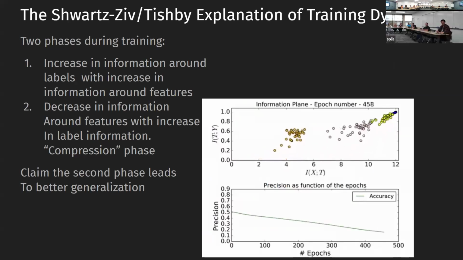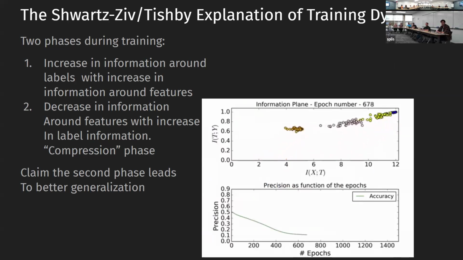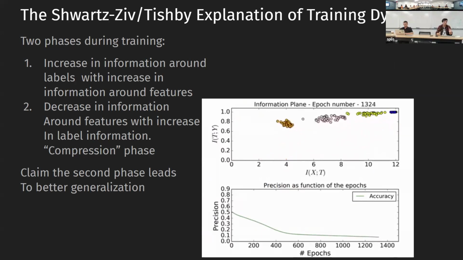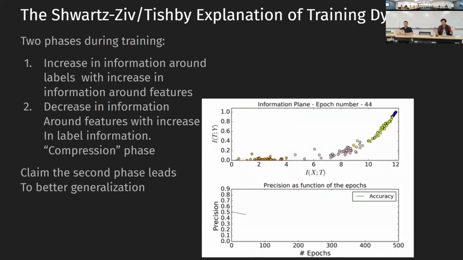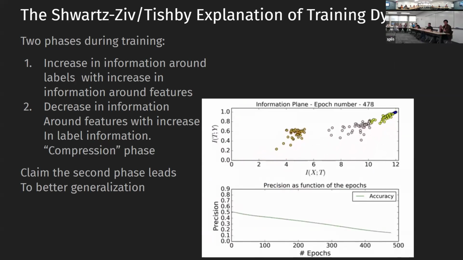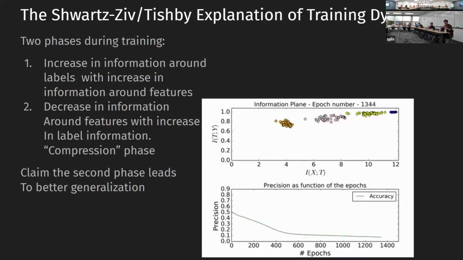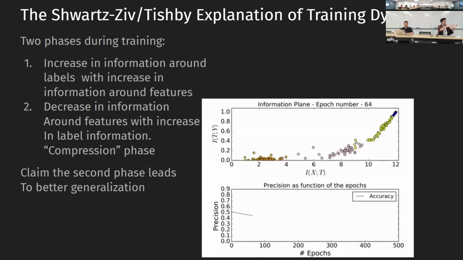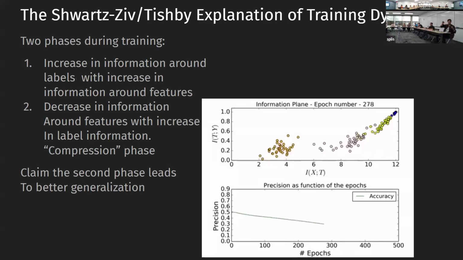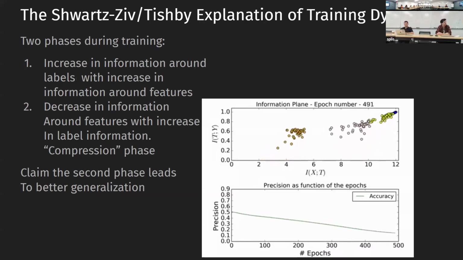So what they proposed in these papers in 2015 and 2017 is that neural networks follow an information bottleneck principle during training all the time. They say that what happens during training is that the network will essentially first try to represent both the features and the labels within the hidden layers, where you'll see both things increasing during the training period.